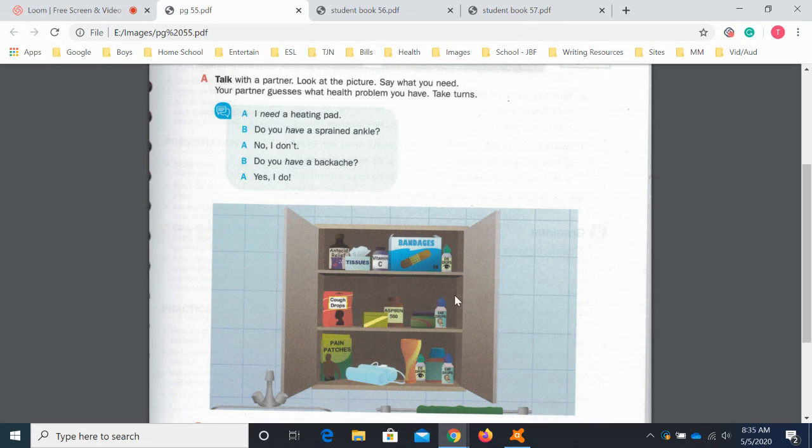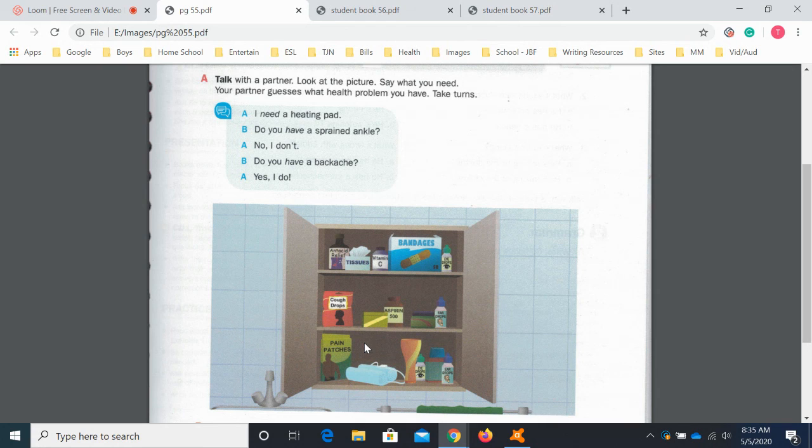So take the time and do this with someone at home. Talk about what you have. Just pick one of these and then what you would need. Okay?